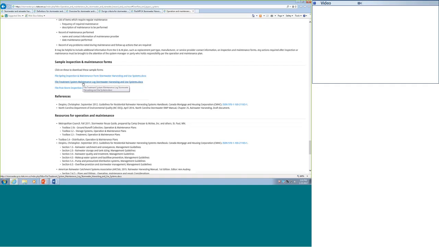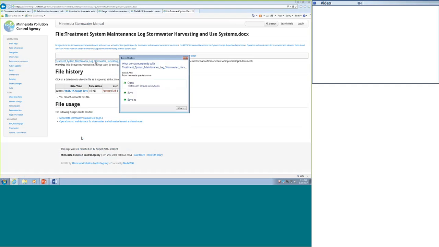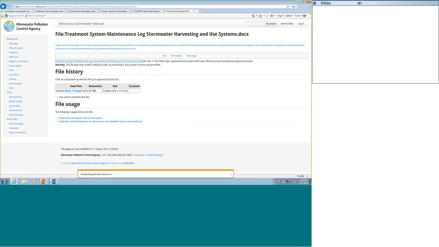So record keeping, having inspection forms, and these maintenance logs are very, very important. For example, I'm just going to open up this middle treatment system maintenance log, just an example of things to consider. This is a very basic template, but you're welcome to use these Word documents and modify them however you want, just to start.